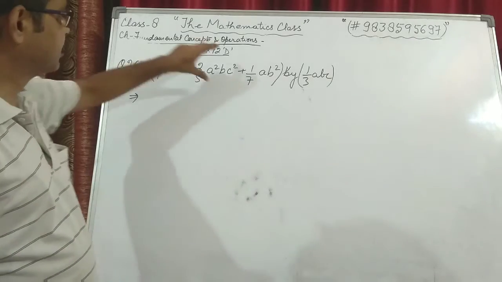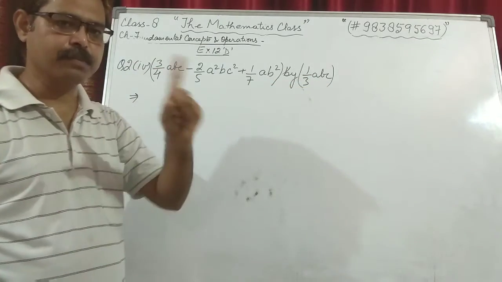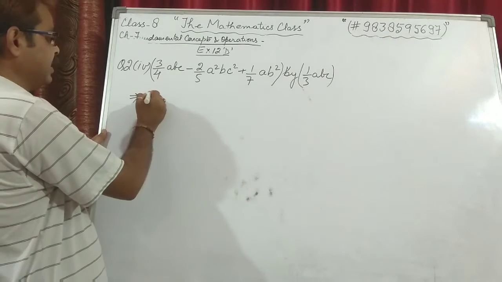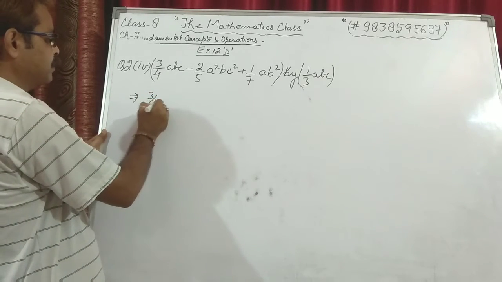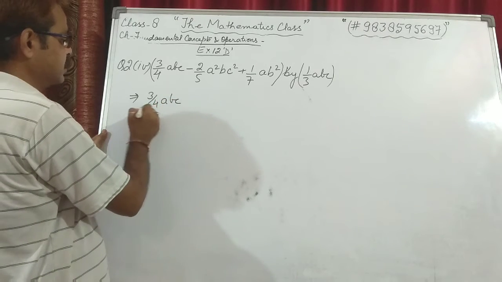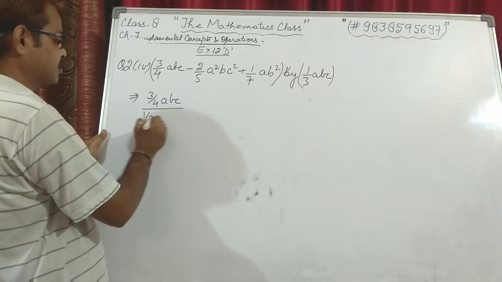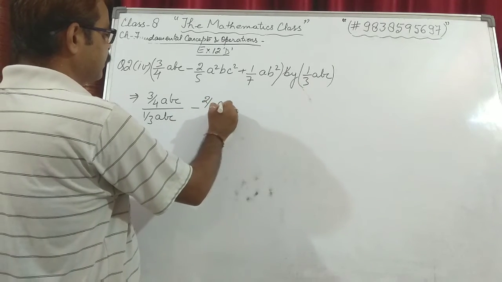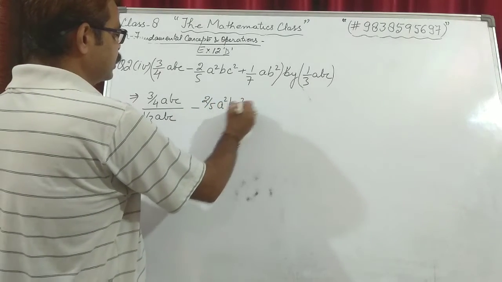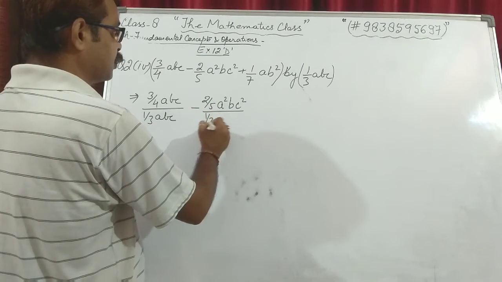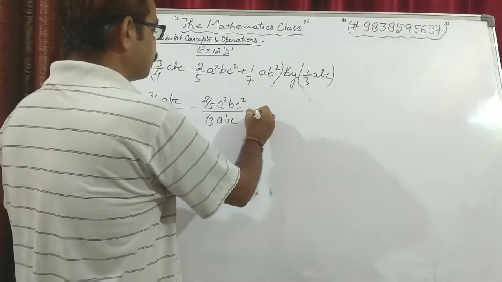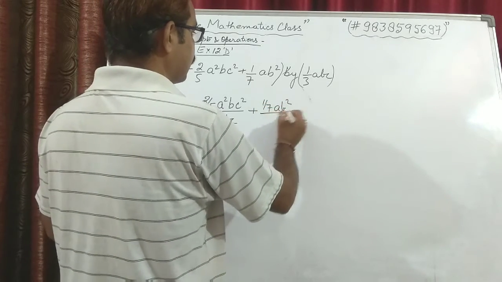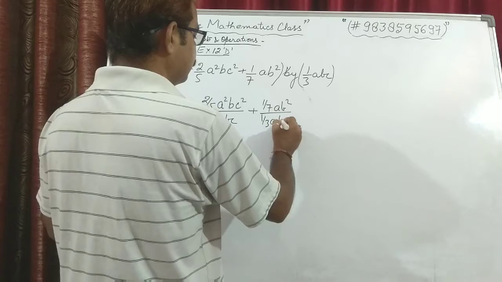First thing what we'll do, this total upon this total, that I am not writing. After that, having in the total, we separate them, so I am writing directly separately. 3 upon 4 ABC upon 1 upon 3 ABC, minus 2 upon 5 A square B C square upon 1 upon 3 ABC, plus 1 upon 7 AB square upon 1 upon 3 ABC.